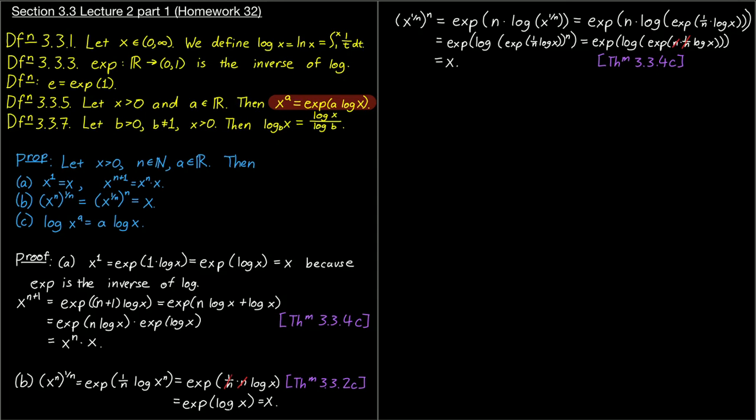So now we see that nth roots do what we think they ought to do. Then part C follows directly from the definition. The logarithm of x to the a, that's the logarithm of exp of a log x. And then the logarithm cancels with the exponential because they are inverse functions to each other, and we're just left with a log x. That is all there is to that proposition.